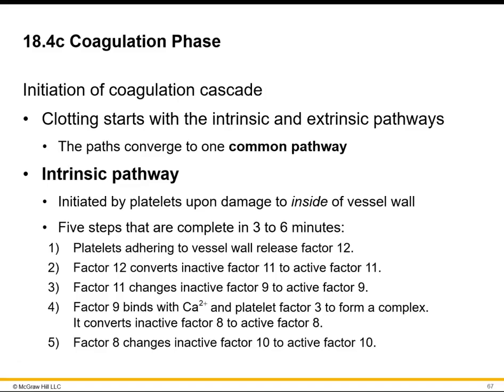That's a lot of mumbo-jumbo to basically say it's a cascade. That is, one enzyme is going to convert another enzyme, which goes on to convert another enzyme, etc., etc.